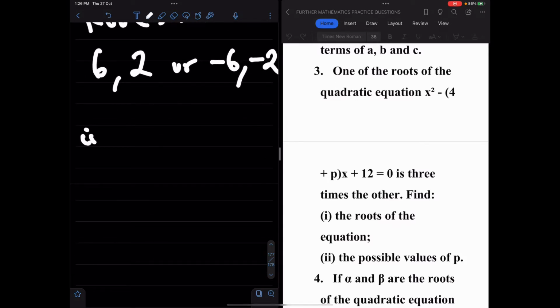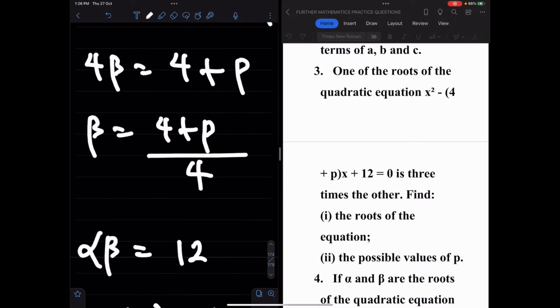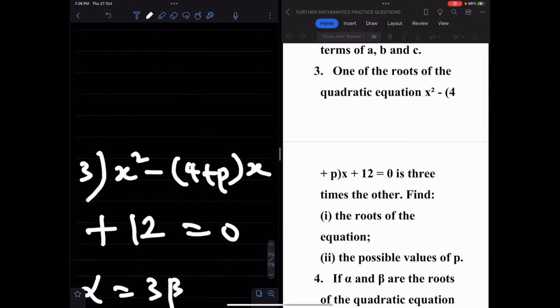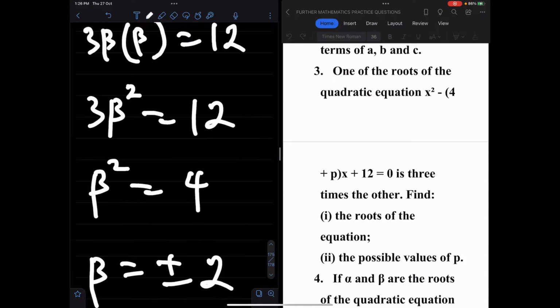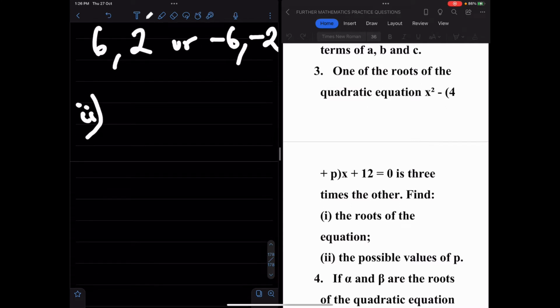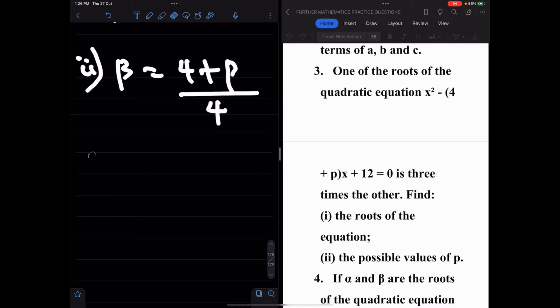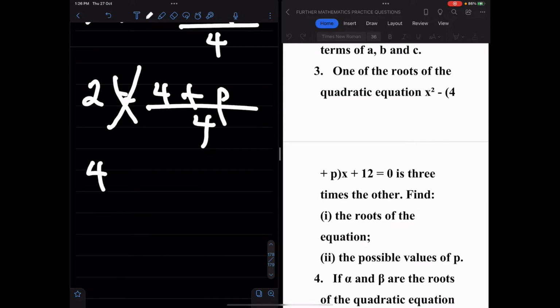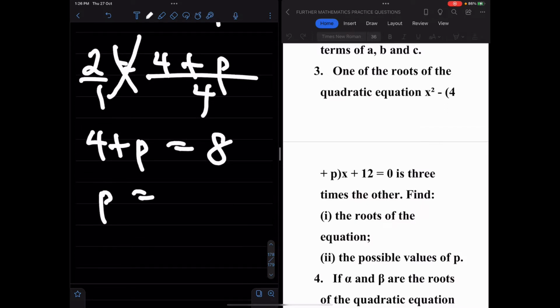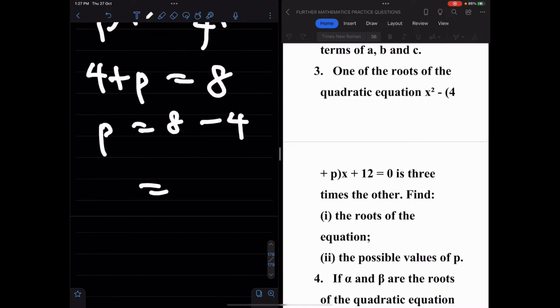By the way, that was part (i) of number 3. And part (ii) says, find the possible values of p. So beta is equal to (4 plus p) over 4. When beta is 2, 2 will be equal to (4 plus p) over 4. We cross multiply to get 4 plus p equals 8, of course this is 2 over 1. So p equals 8 minus 4, which is equal to 4.